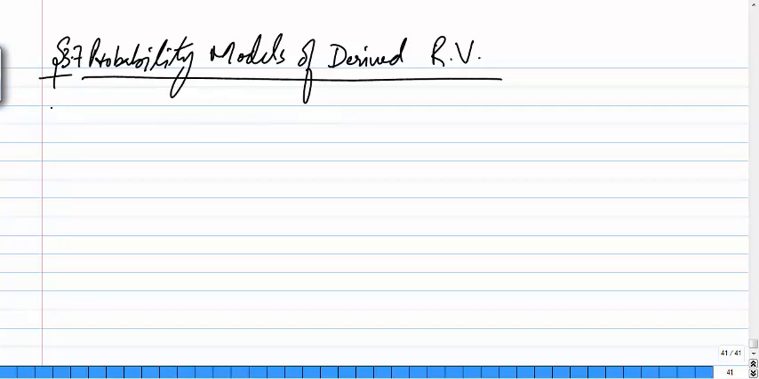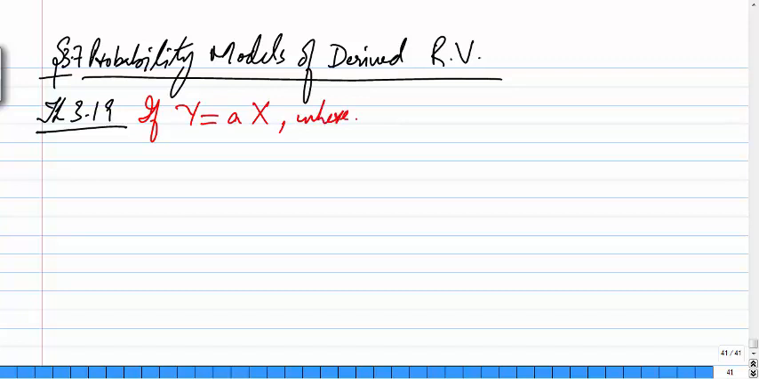Now for this one, let's look at the theorem. Theorem is 3.19. So the theorem says that if Y is equal to aX, where a is a scalar greater than 0, then Y has CDF and PDF.